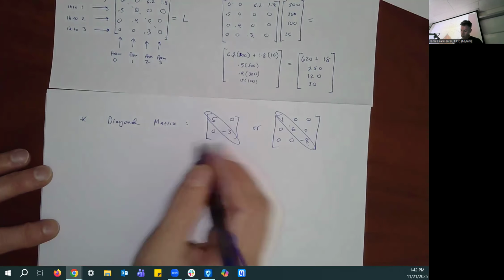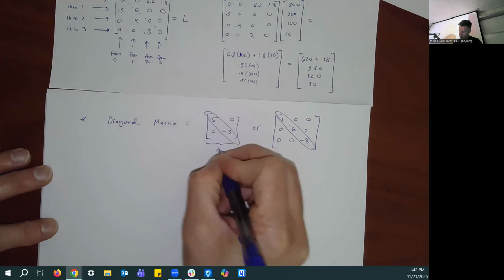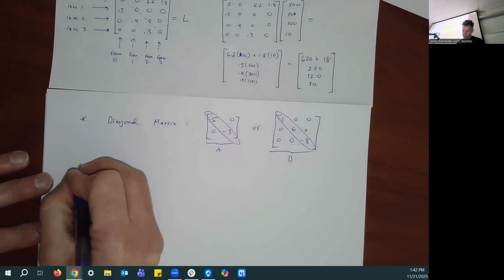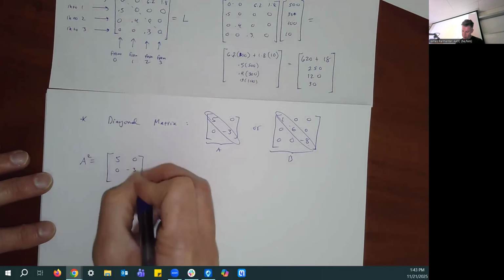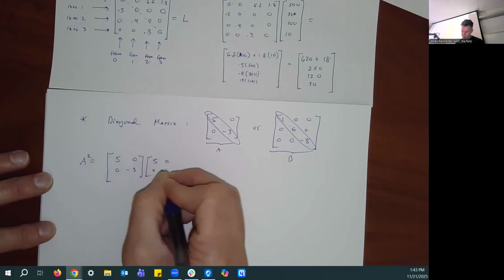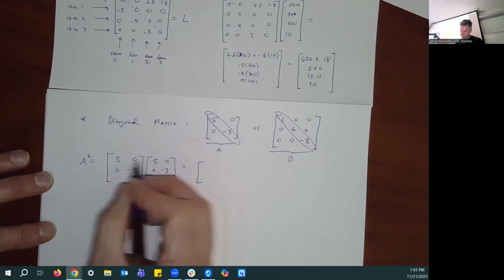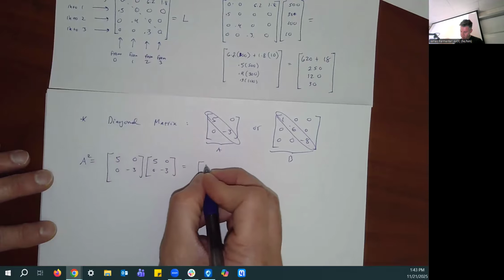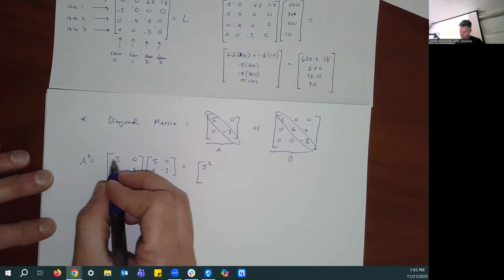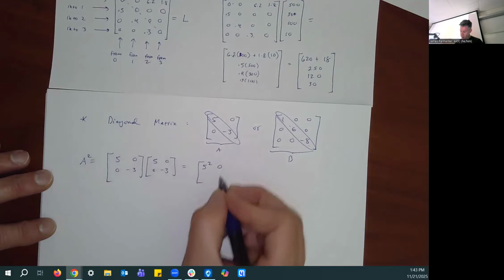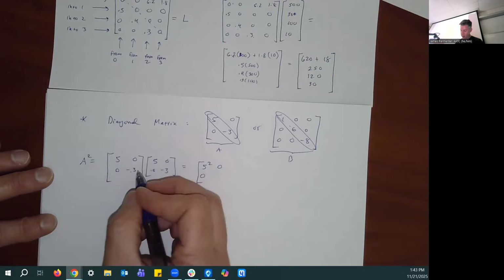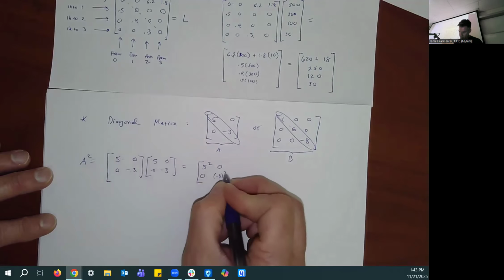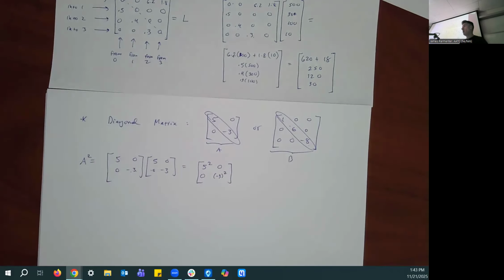If you multiply this matrix, let's call this one A, let's call this one B. If I want to find A squared, that's going to be 5, 0, 0, -3 times 5, 0, 0, -3. And look what we get. We get 5 times 5, which is 5 squared. We get 5 times 0 plus 0 times -3, which is 0. We get 0 times 5 plus -3 times 0, which is also 0. And we get 0 times 0 plus -3 times -3, which is -3 squared. Which, yes, I know that's 25 and 9, but we're writing it this way to be explicit.